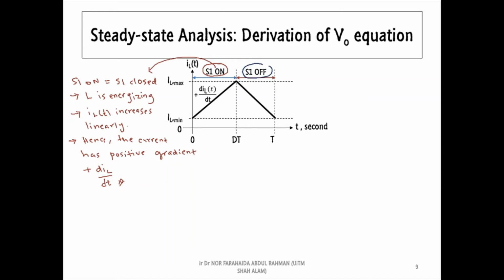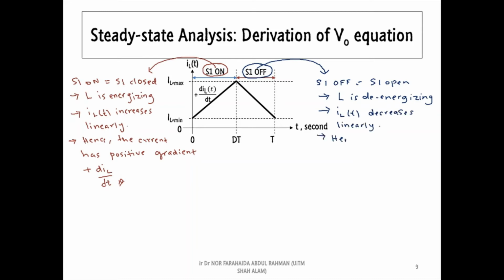Meanwhile, when S1 is turned off or S1 open, the inductor is de-energizing. As a result, the inductor current decreases linearly and therefore the current has a negative gradient. In this condition, the inductor is de-energizing to supply current into the circuit. Next, we will focus on these two differential equations. We can replace these equations as follows.